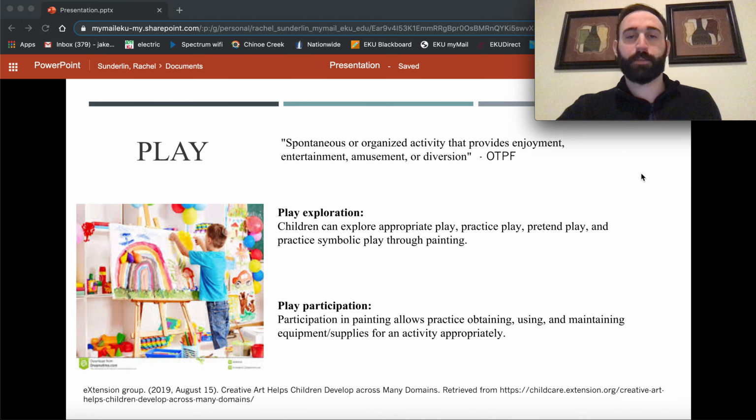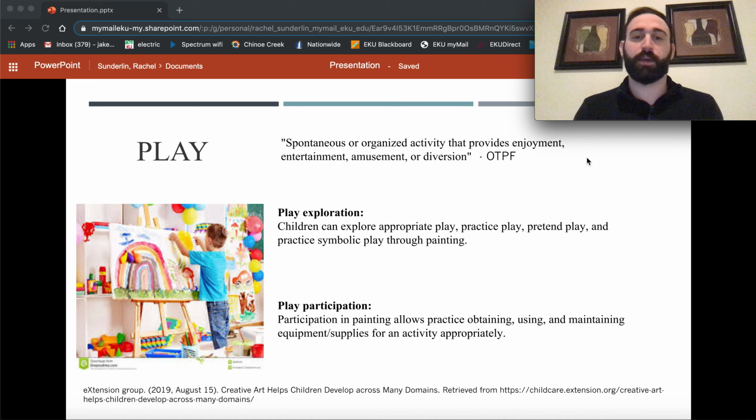Generally when talking about play, you're talking more about children and adolescents versus leisure, which is more so aimed at adults. Play is described as spontaneous or organized activity that provides enjoyment, entertainment, amusement, or diversion by the OTPF. Two subsections of play, also in the OTPF, are play exploration, which describes how children can explore appropriate play, practice play, pretend play, and symbolic play, all of which they can be experiencing through painting.